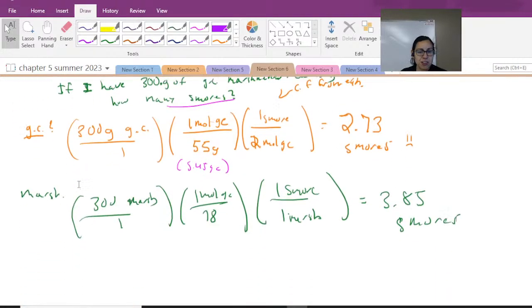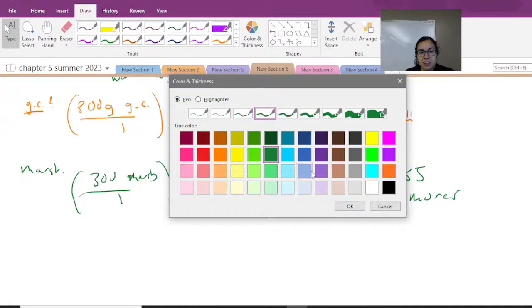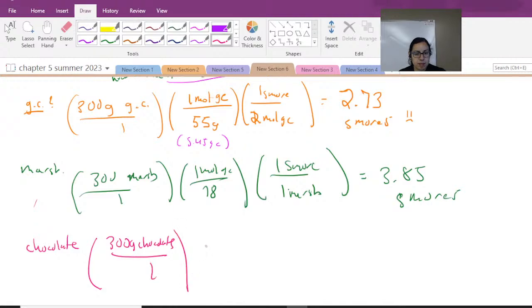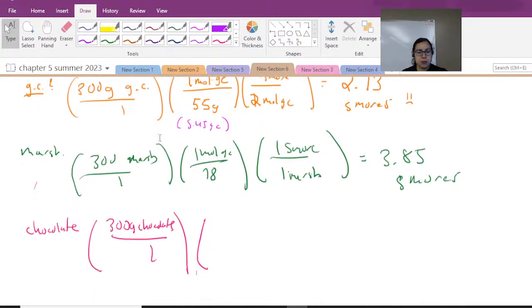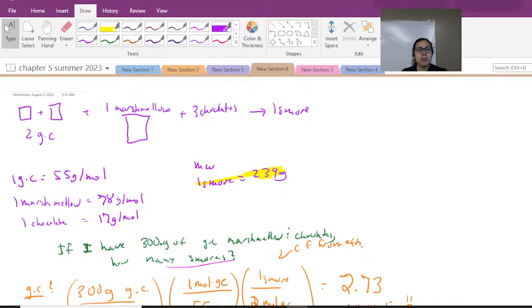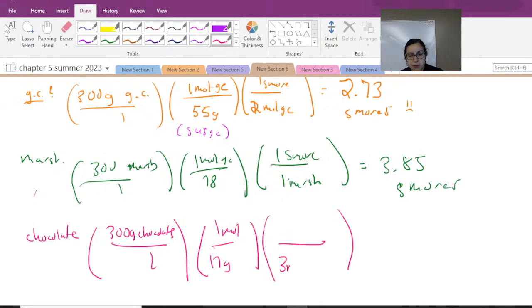And so let's test out our chocolate, our last one. Let's pick obnoxious Barbie pink. Not that I've seen the movie. Right, repeat the process. It just so happens to be the same number, but expect any number. So 300 grams of chocolate, and now we convert to moles. Always go back to your balanced equation, so a 3-to-1 ratio. For every 3 moles of chocolate, we make 1 s'more, so everything cancels and we get s'mores on top.